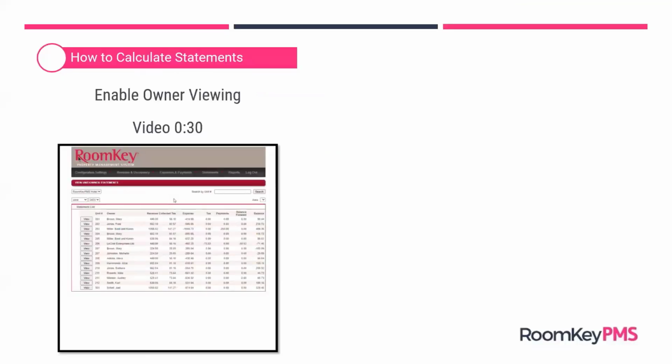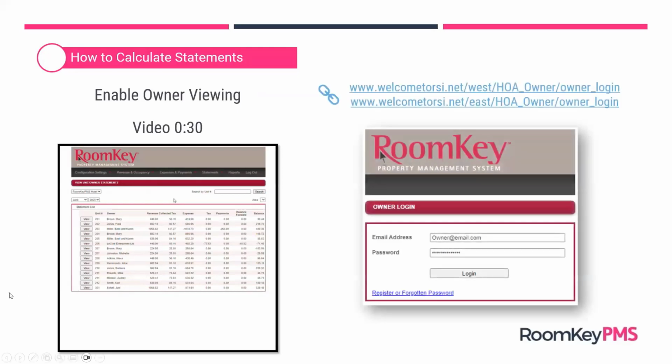HOA will simply confirm when that has been sent successfully, and the owners will receive that notification via email. It simply lets them know that the statement is available for viewing. So then what they can do is actually go to their owner's portal. There we go.